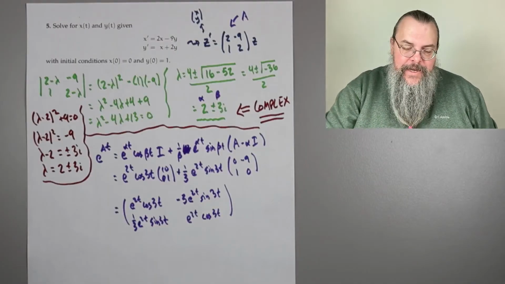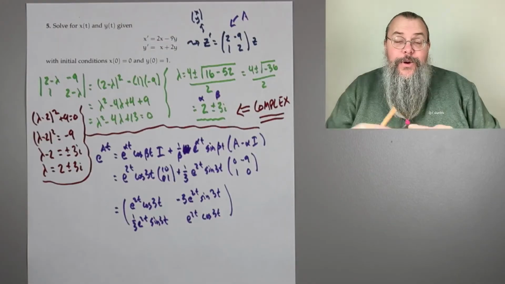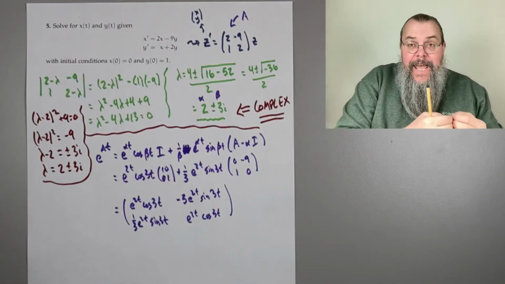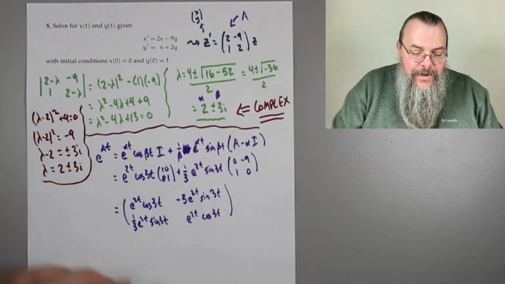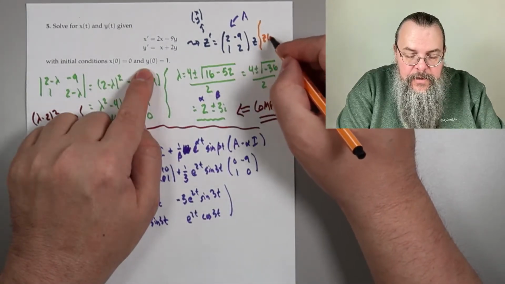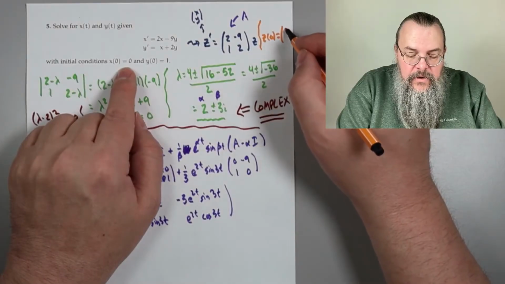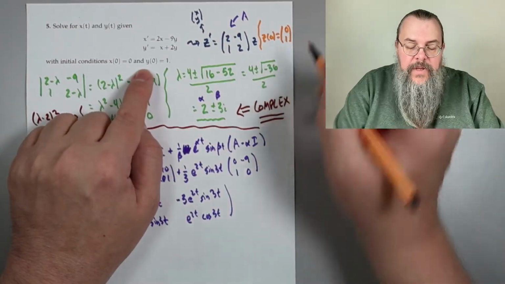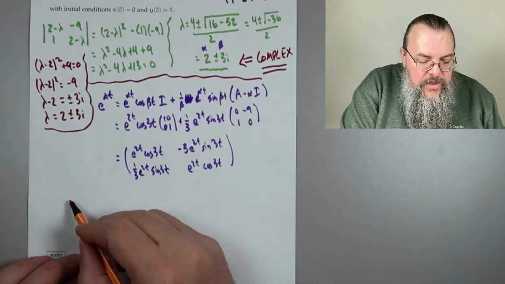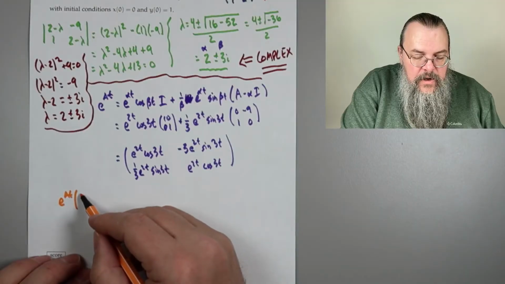Okay, so how do we get our answer? Well, once we have our matrix exponential and we know our initial values, we say, this really is an initial value problem where z of 0 is (0, 1). So for our answer, we need to take e to the At times (0, 1).